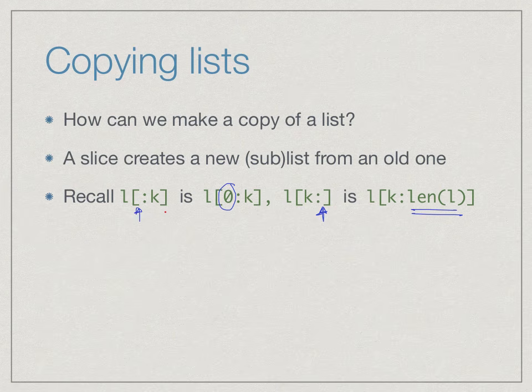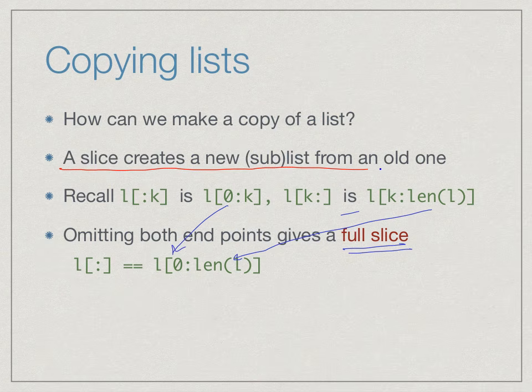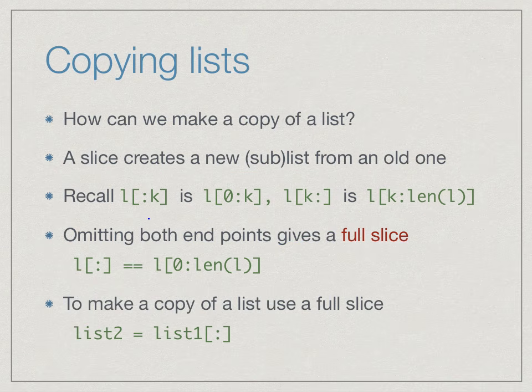So if we leave out the first position, we get a 0. If we leave out the last position, we get the length. So if we leave out both positions, we just put a colon with nothing before and nothing after. Logically, this becomes 0 and this becomes the length. So we have both characteristics in the same thing, and we call this a full slice. Now let us combine this observation, which is just a shortcut notation, with the observation that each slice creates a new sublist. So L with just a colon after it is not the same as L. It's a new list created from the old list, but it has every value in L in the same sequence. So this now gives us a simple solution to copy a list.